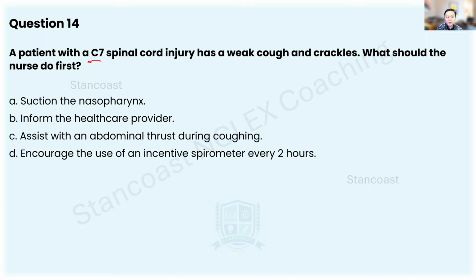So the patient is manifesting a weak cough and crackles. What would you do here? Will you suction the nasopharynx? Or will you inform the healthcare provider? Or will you assist the patient with an abdominal thrust during coughing? Or are you going to encourage the use of an incentive spirometer every 2 hours?